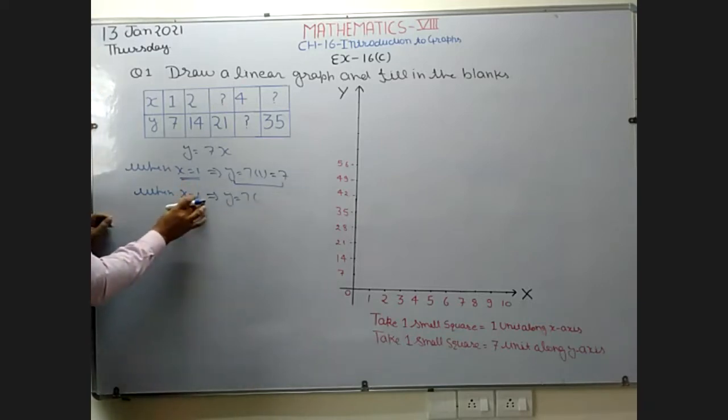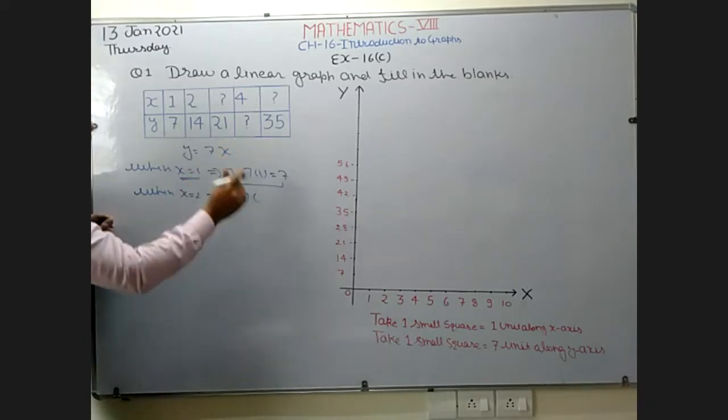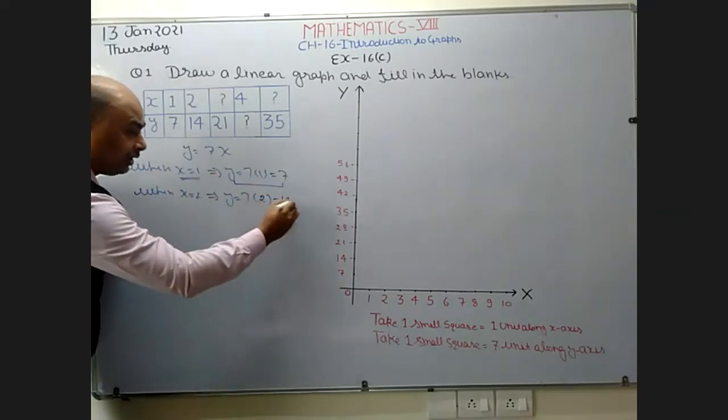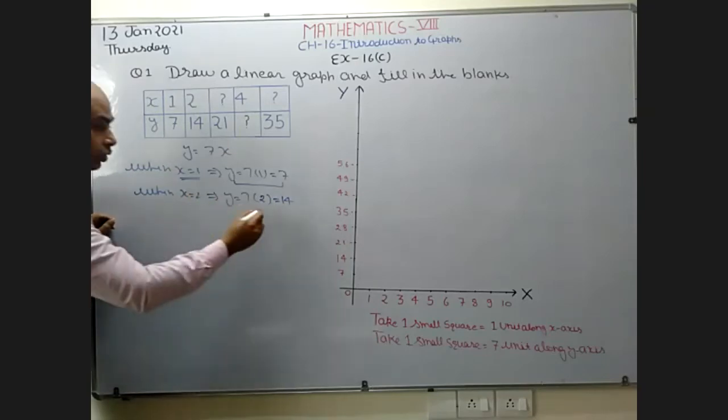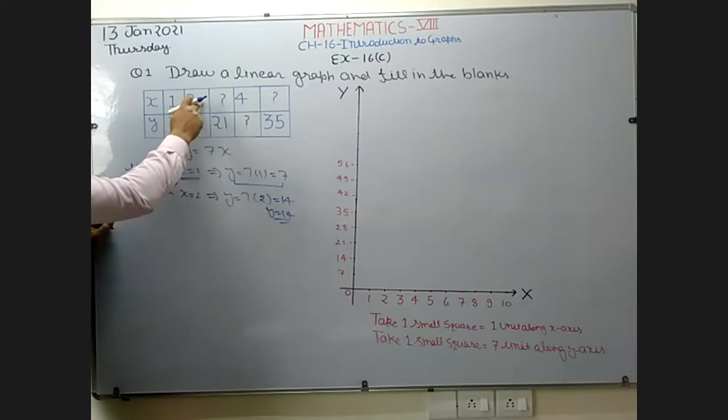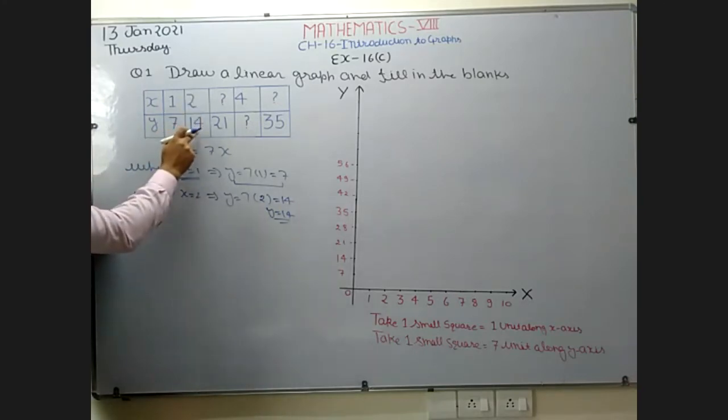Now the value of x becomes 2. It means instead of x, we are going to write 2. Now 2 7s are 14. It means when x equals 2, the value of y becomes 14. So you are going to write x equal to 2, and in the block of y, you are going to write 14.